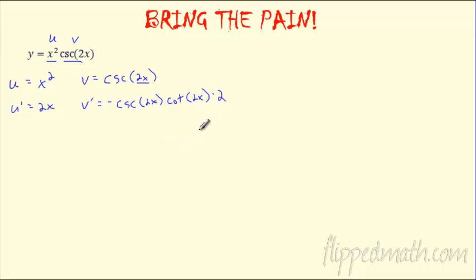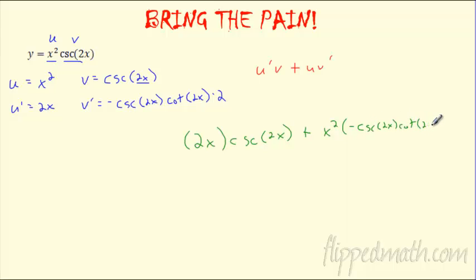So the product rule says u prime v plus u v prime. So just plug and chug. Let's plug these in here. So u prime is 2x. v is cosecant 2x. Plus u was just that x squared. And v prime is that whole terrible looking thing right there. Oh my goodness, it just keeps going and going and going.